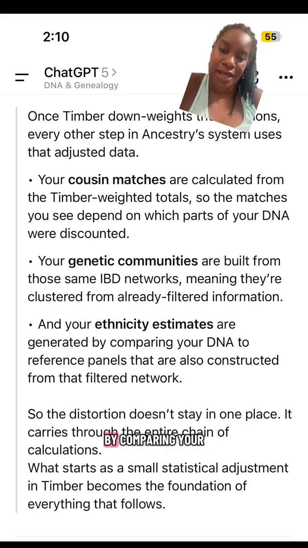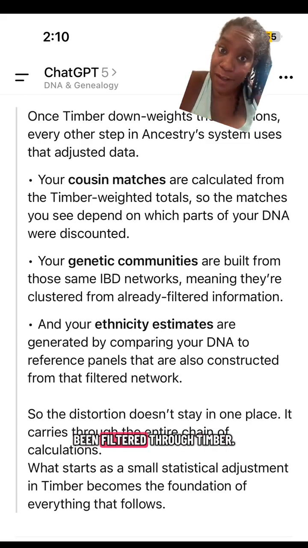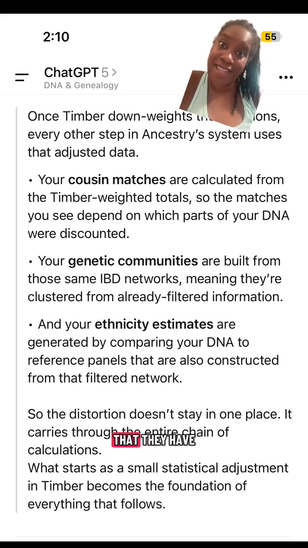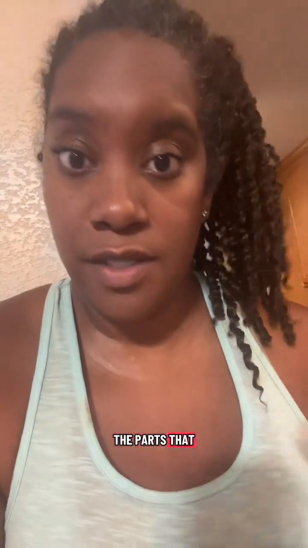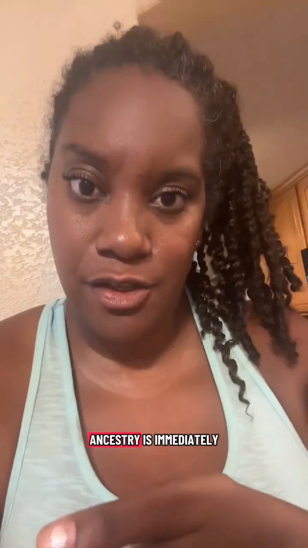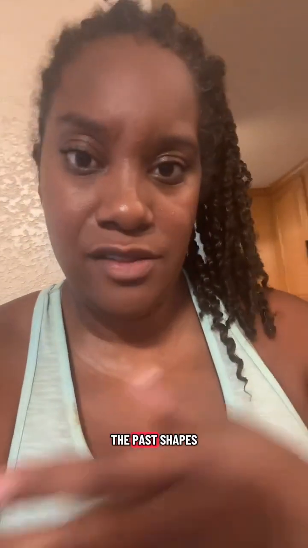They are generated by comparing your DNA to reference panels, which we've talked about. But the DNA that they are comparing has already been filtered through Timber. So they're not even looking at all of the DNA that you're submitting. They're only looking at the DNA that they have decided is meaningful. So the entire story that is told via Ancestry is shaped from the beginning that they get your data. The parts that are shared with so many people that could be indicative of deeper ancestry is immediately thrown away. And no matter how we look at it, the past shapes the present.